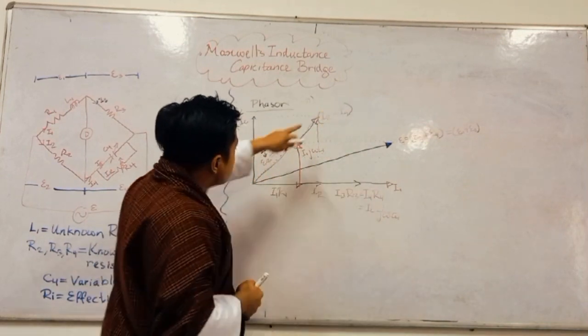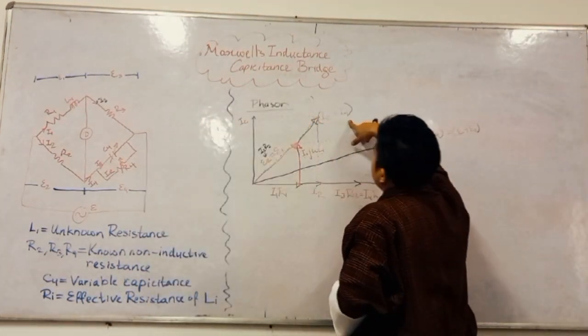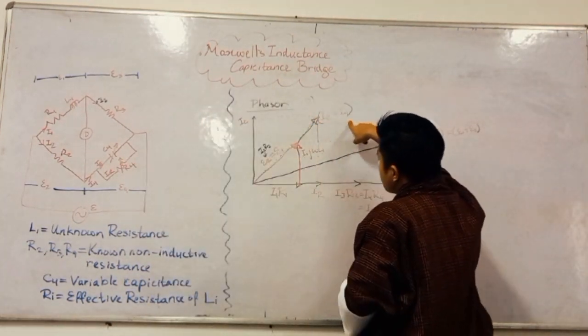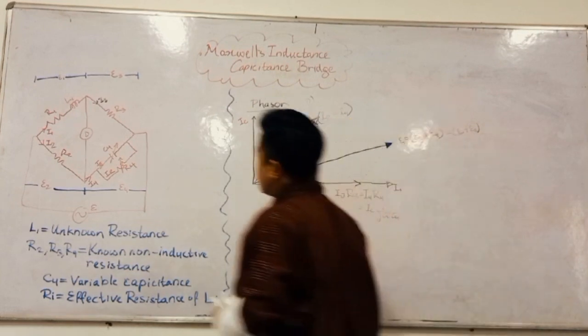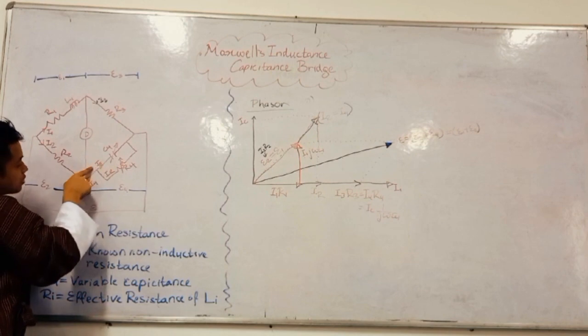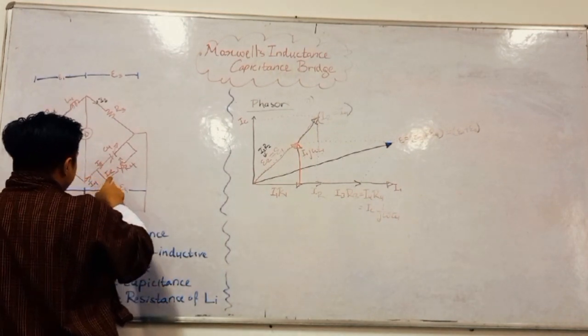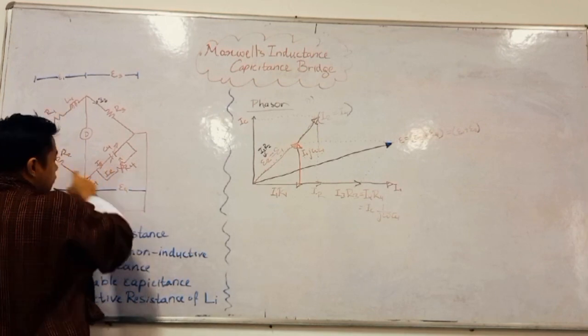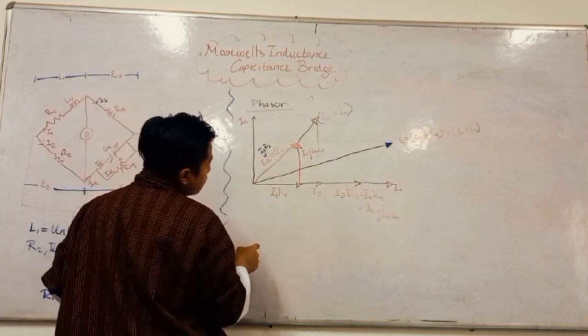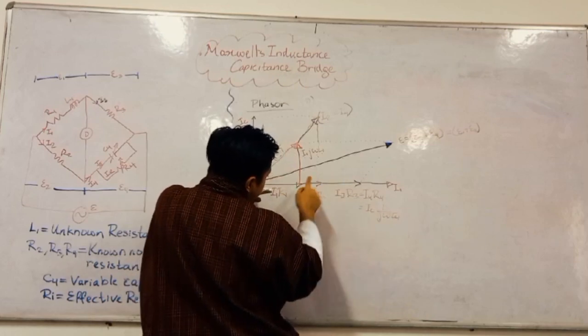Now, in order to represent I2, we know that I2 is equal to I4, right? So I4 can be represented by the sum of these two currents, IC and IR. So we have IR basically in phase with the voltage right here. Therefore IR can be written along this line right here.